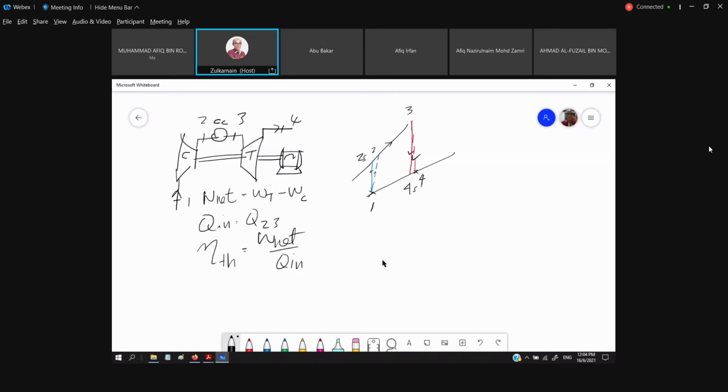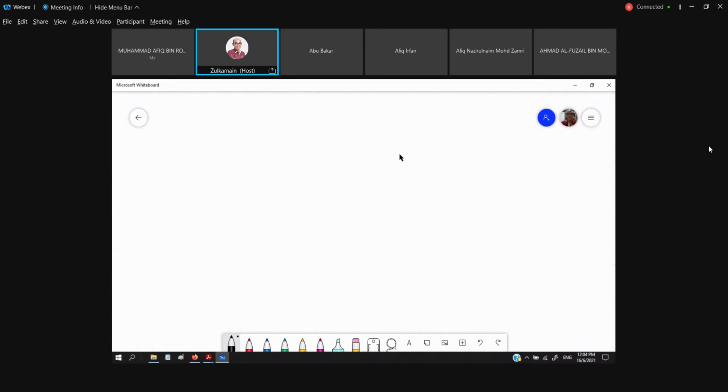And then after that, we want to increase the net work. In order to do that, we are going to have multi-stage compression and multi-stage expansion with reheat. So the second one we have right here is the compressor, then a turbine, and then another turbine, and we have the reheat process in between the expansion. Of course, right here we have our combustion chamber.